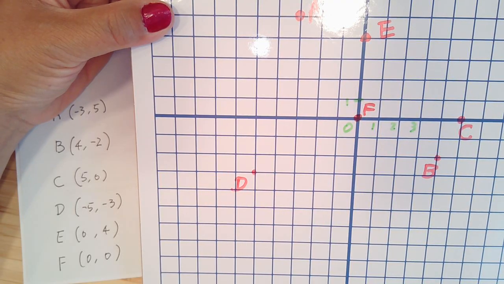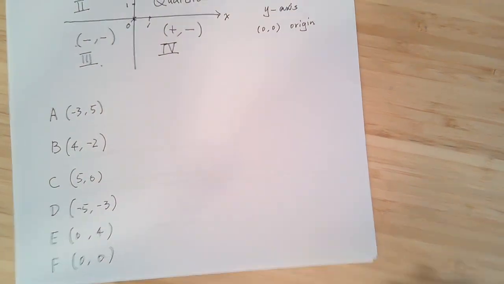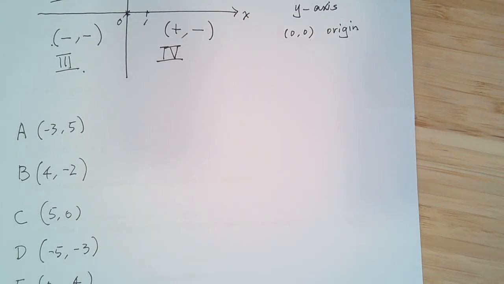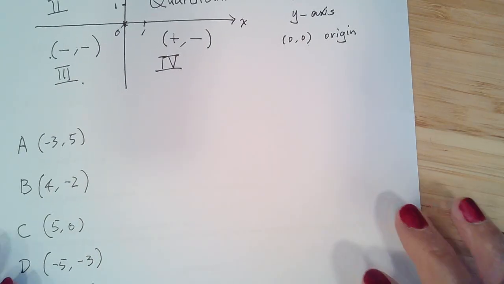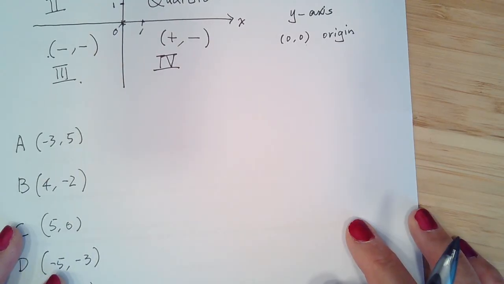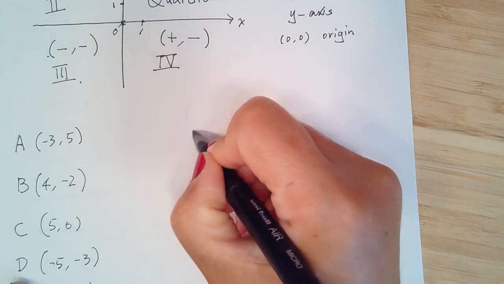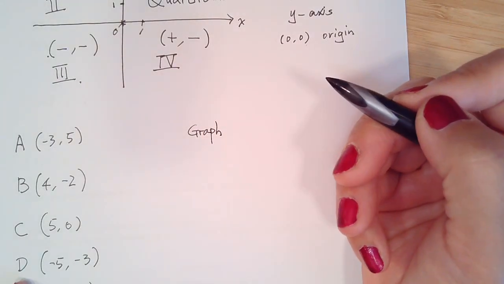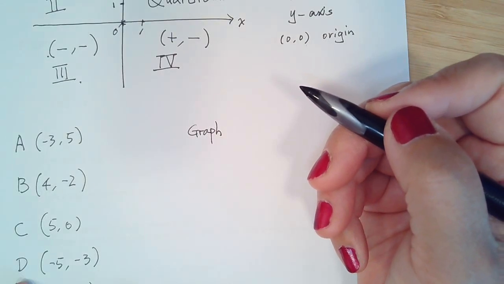Next, after we do this, we're going to continue. We already know how to plot a point, that's not a problem. Now next, how do you graph a relationship between x and y in an equation?